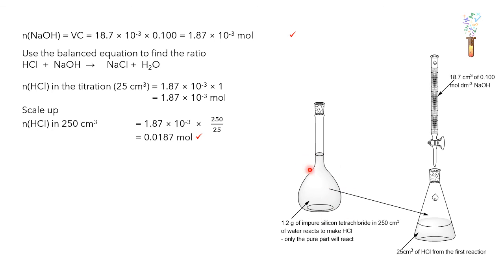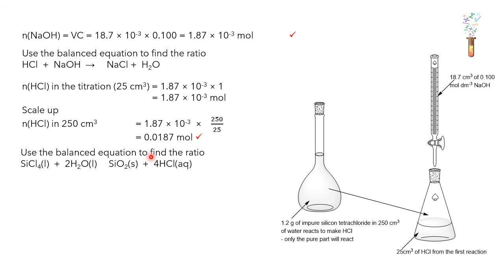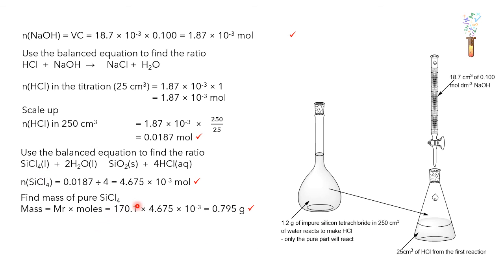Now that hydrochloric acid came as a result of the reaction of silicon tetrachloride and water. So that's this hydrochloric acid. So how many moles of silicon tetrachloride did I have? So I'm going to take my moles of hydrochloric acid and divide by 4. And I'll get the moles of silicon tetrachloride. Now the question wanted me to find out the percentage purity, so how much of this 1.2 grams is actually silicon tetrachloride. So I've got the moles, I'm going to times by the MR to find the mass. So I'm going to take the MR and times it by the moles to find the mass, and then I'm going to express that as a percentage of 1.2, and I get 66.3%.